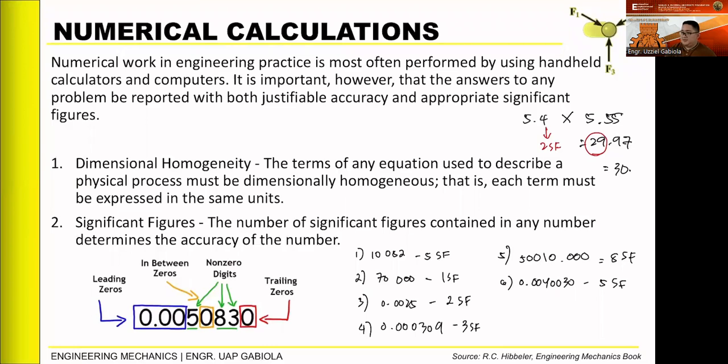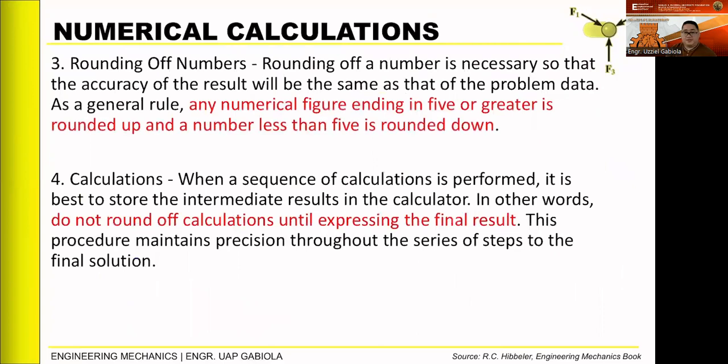Next is yung ating rounding of numbers. Okay? So, rounding of numbers is necessary so that the accuracy of the result will be the same as that of the problem data. As a general rule, any numerical figure ending in 5 or greater is rounded up and number less than 5 is rounded down. Siguro malinaw naman to, no? Basta ending in 5 or greater, mag-round up ka na. Pag less than, round down ka na. Okay?